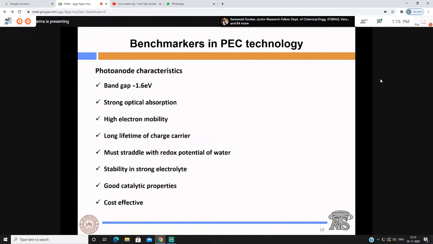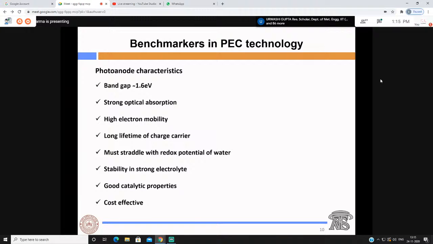Okay, now what is the benchmarking in the PEC technology? In PEC technology, the semiconductor material should have a band gap of at least 1.6 electron volt. 1.6 electron volt is because 1.23 is the thermodynamic potential plus additional overpotential for real experiments. Ideally, we generally see that 1.6 electron volt is sufficient to break a water molecule into hydrogen and oxygen.